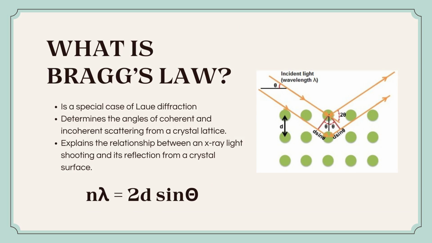The relationship is expressed as n lambda equals 2d sine theta, where n is the order of reflection, lambda the wavelength of the X-rays, d the interplanar spacing, and theta the diffraction angle.